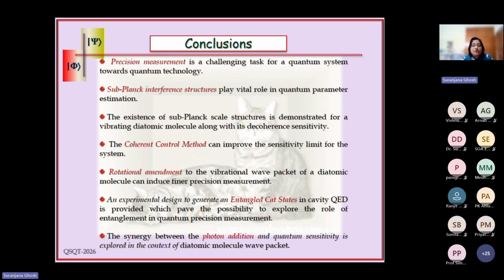Then we showed that the coherent control method can enhance the sensitivity limit. Also, using rotational Morse, we showed that one can get finer precision. And then we have shown for another system, using cavity QED, one can use the property of entanglement, where entangled CAT states can be formed, and that will give a compass-like state. One can again have the sub-Planck scale structure, which has Heisenberg-limited sensitivity. So that's very important to study.